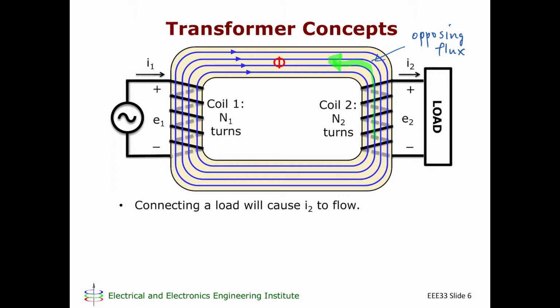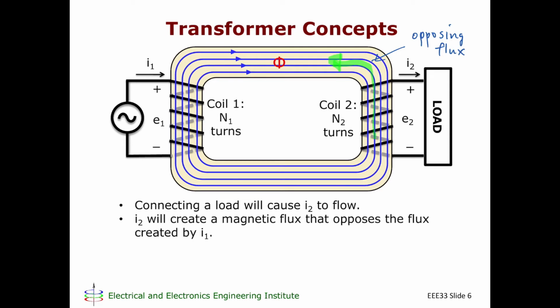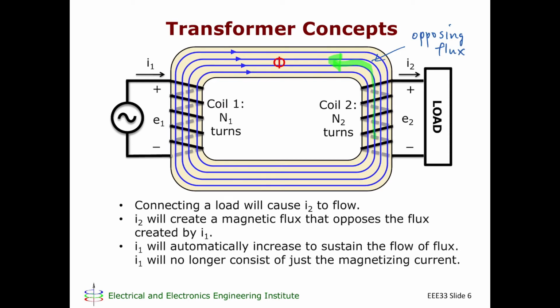However, I1 will automatically increase so that the flow of flux in the core is sustained. In other words, I1 will no longer be just the magnetizing current. I1 will also contain a component that will allow a current I2 to flow in the load.